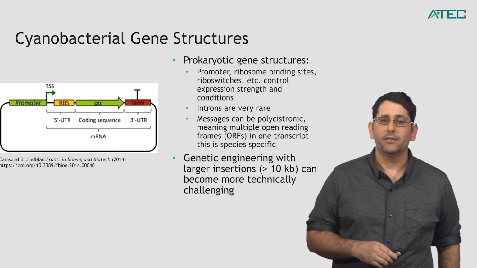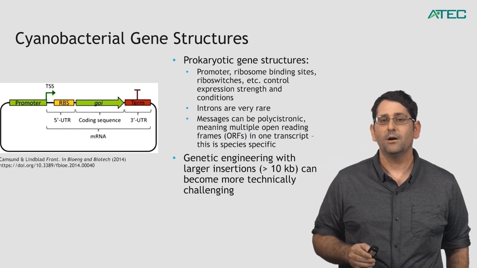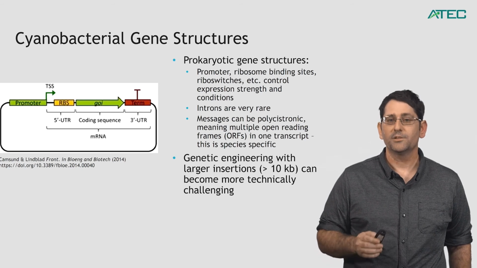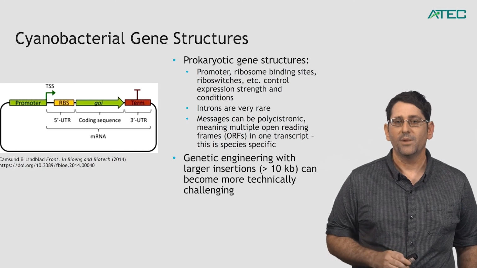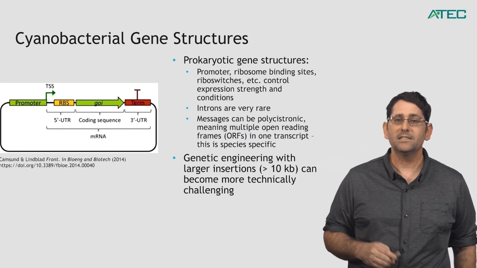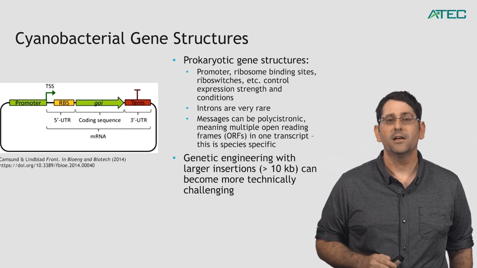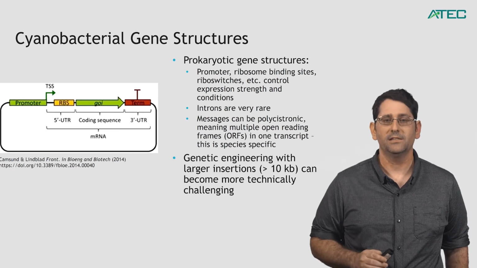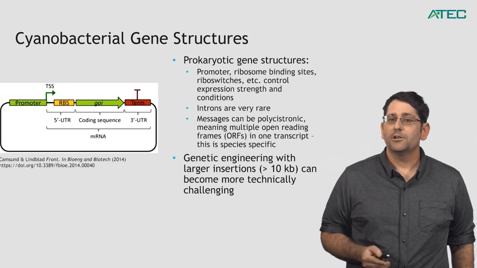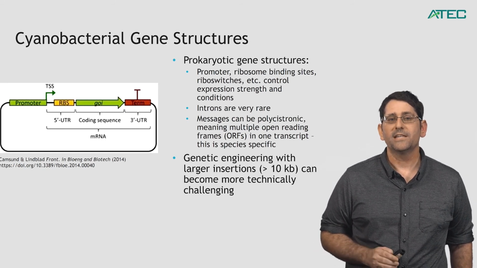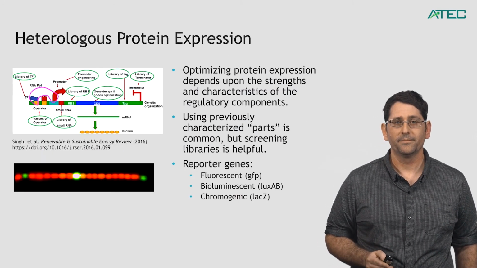Often in cyanobacteria, the messages are polycistronic, meaning we have operons of multiple open reading frames all being transcribed, made into proteins from the same transcript that has been made into RNA from DNA by RNA polymerase. Now, this is species-specific, so some species have lots of operons, and some species are a little bit more shuffled than others and don't quite have as many operons. So these are, again, things that we need to consider when manipulating our cells. Finally, genetic engineering with large insertions, anything over 10 kb, can be a little bit more technically challenging, but there are ways of trying to get that to be done, and there are successes in the literature.